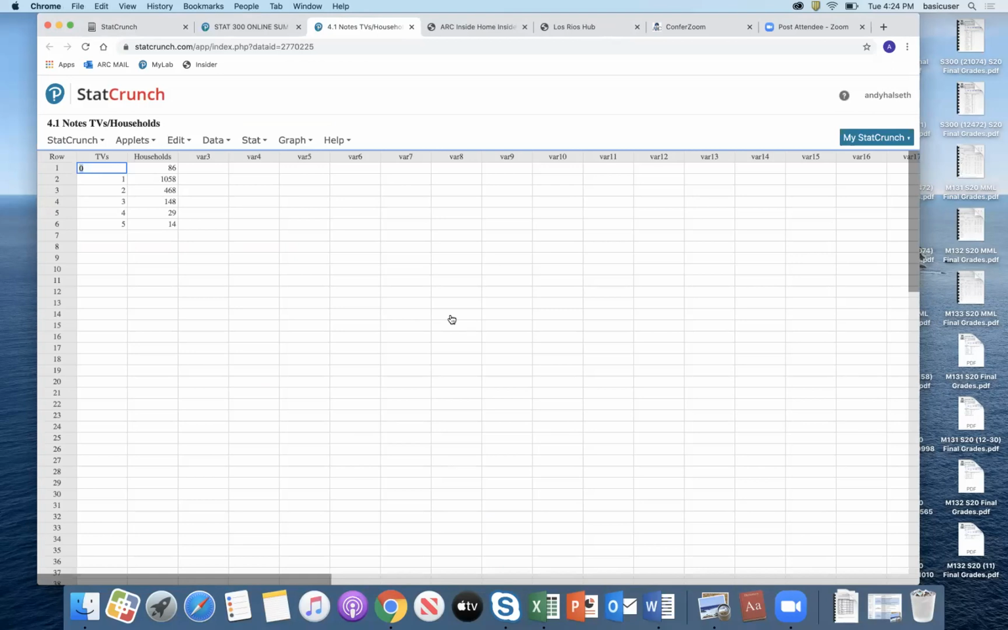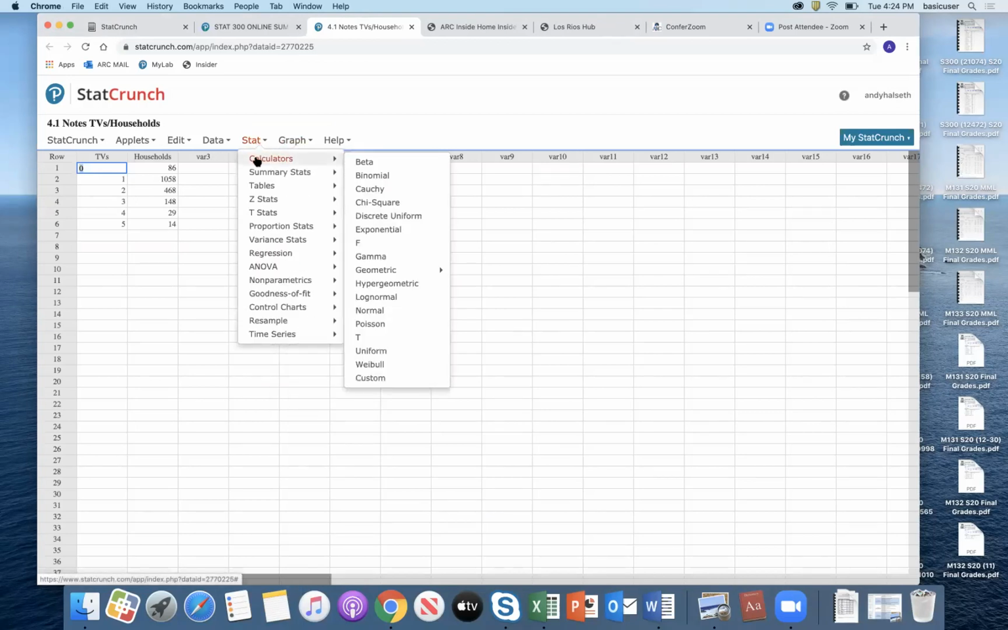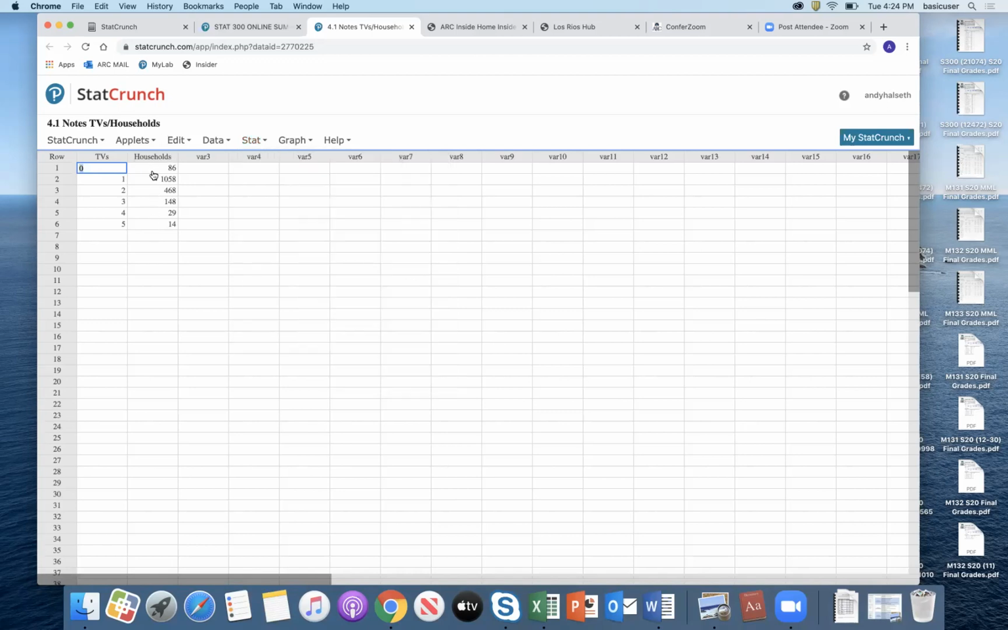Now, if you want to find the standard deviation or variance, what you're going to want to do is go to Stat, Calculators, Custom. Stat, Calculators, Custom. Okay. And you're going to do this whether or not you have the number of households listed here, or you have the probability listed here. It works for either one, which is good. So it doesn't matter how it's listed. Is it listed as frequency or is it listed as probability? Either way works with this technique.